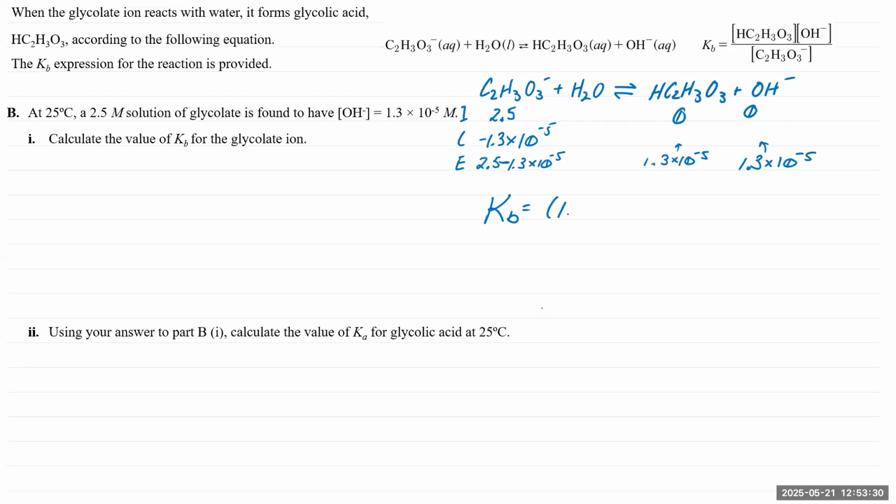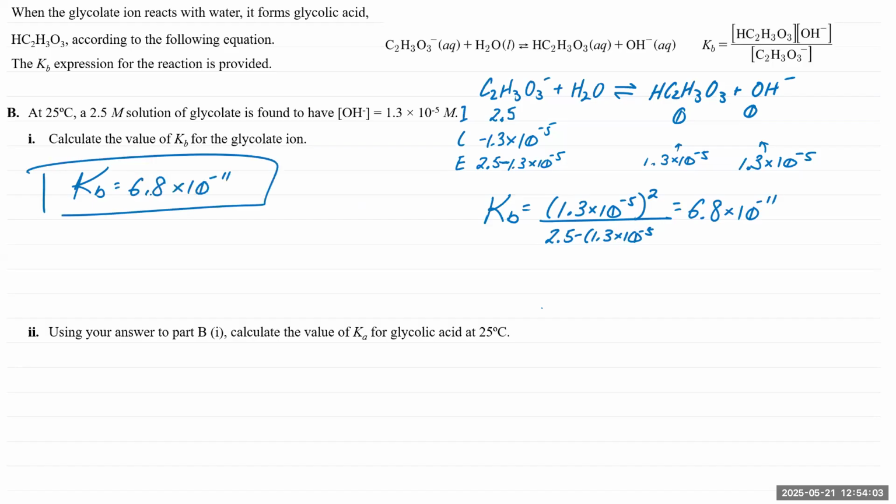So we know it's going to be 1.3 times 10 to the minus 5 squared all over 2.5 minus 1.3 times 10 to the minus 5, right? And that value should come out to 6.8 times 10 to the minus 11, I think. So 6.8 times 10 to the minus 11, right? And that's our answer.